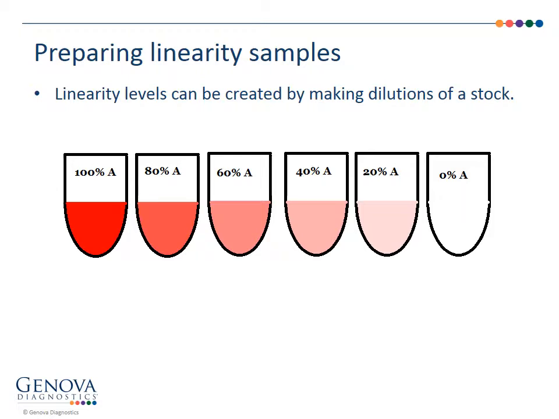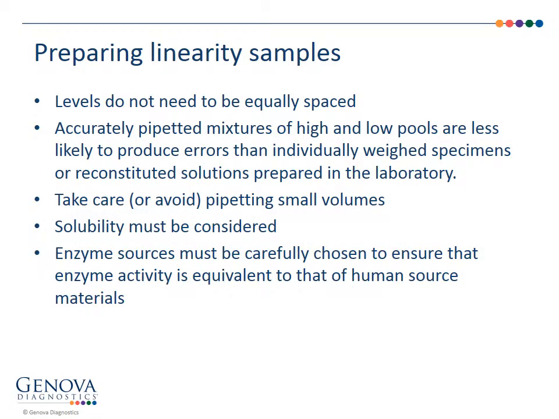So how do we run our aqueous linearity? It's a lot like our calibrator. We have a stock solution, that's that 100% A, and then we dilute it out at multiple levels and run them as unknowns. There's a lot happening in this slide. The levels don't need to be equally spaced. Basically, it says just be careful when you're pipetting small amounts. Watch out that you're considering solubility. Sometimes things don't stay in solution. Sometimes you have a really sticky, oily substance, and those can be hard to pipette.